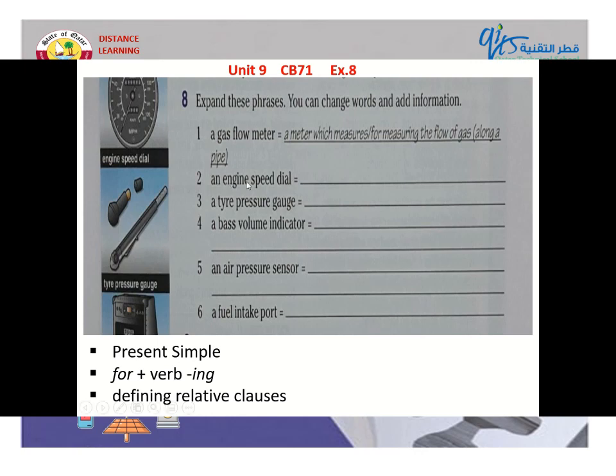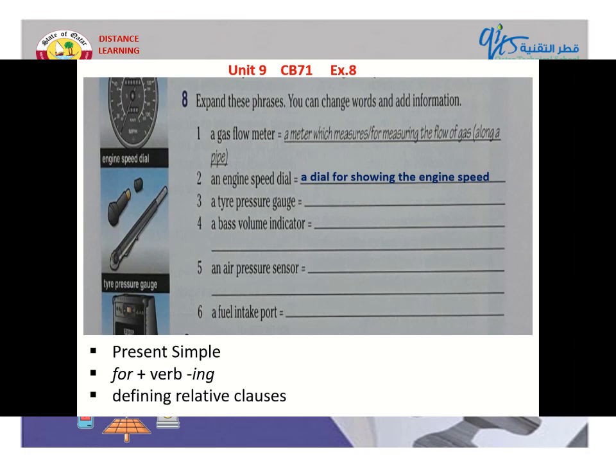Now, an engine speed dial. So it's a dial which shows the engine speed, or it's a dial for showing the engine speed. Now pause the video and give the rest a try.